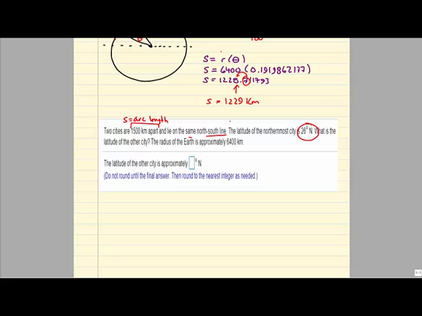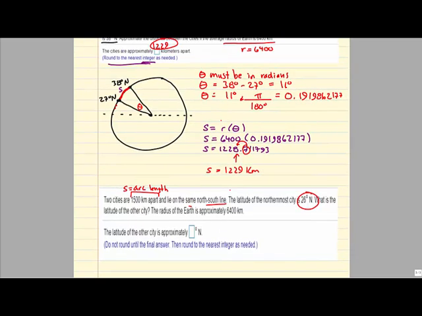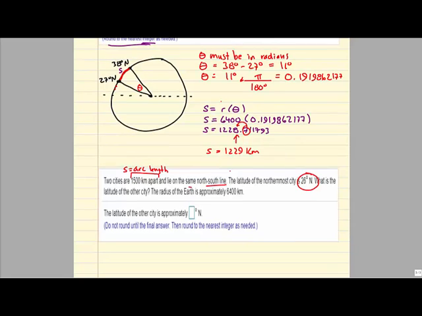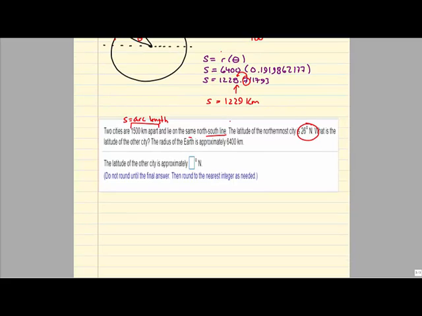So if we come back up here and compare this to the problem that I just worked, it says the northernmost city. In our problem we just worked, the northernmost city was the 38 degrees, and they're asking us to find this other city. They're asking us to find the degrees north of the other city. And it says the radius of the Earth is approximately 6,400 kilometers. So that's important. So radius, 6,400 kilometers.